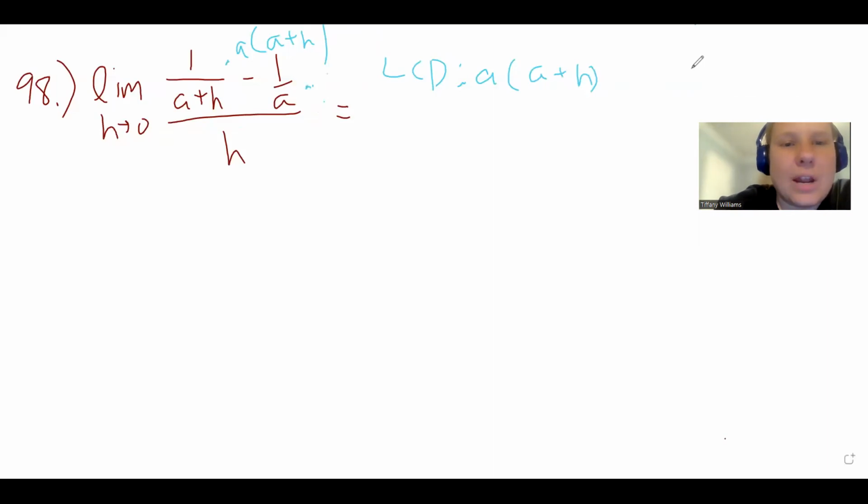I'm going to multiply this fraction times a times a plus h. And then I'm going to multiply this bottom part by a times a plus h. So everything, every single fraction in here is going to get the a times a plus h. All right, put this box back up here. So what's that going to leave me with here?